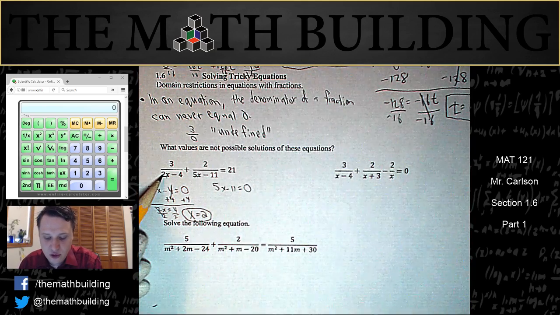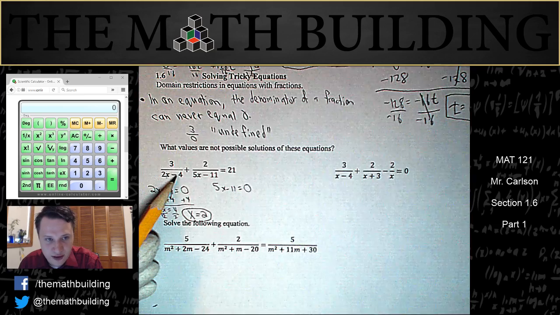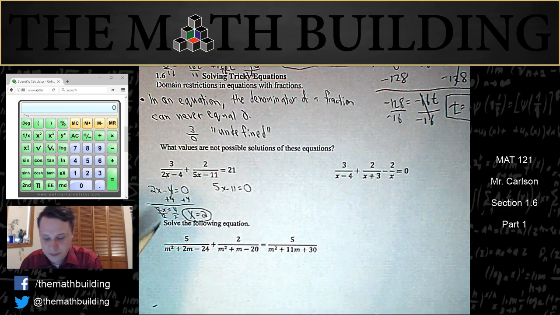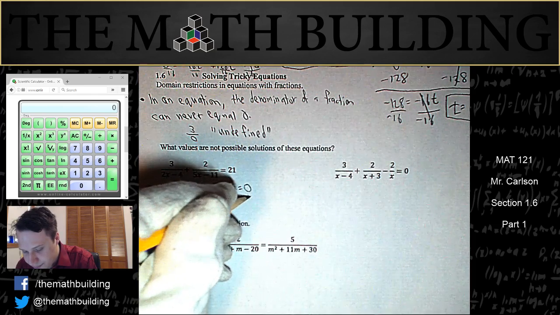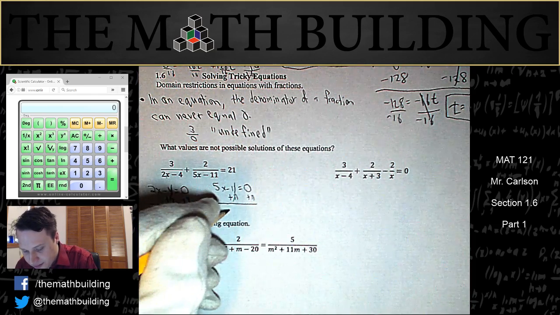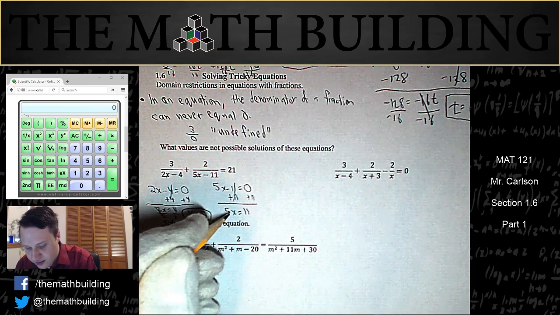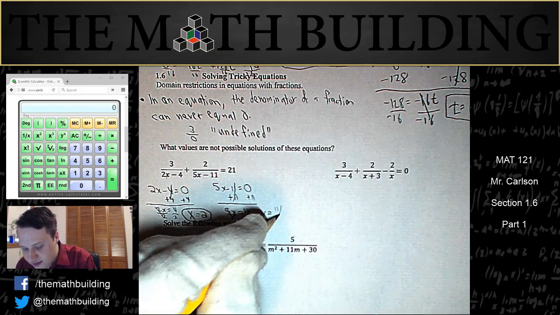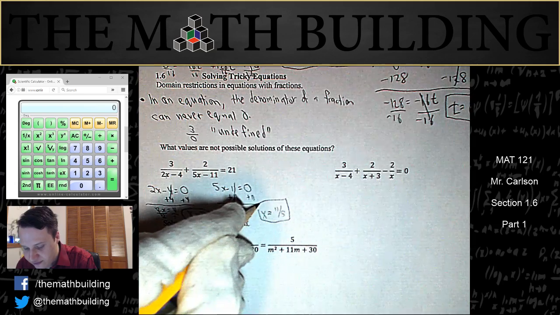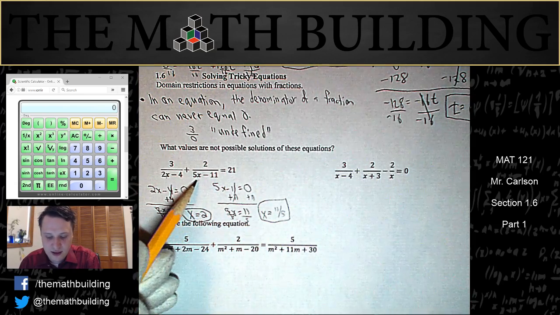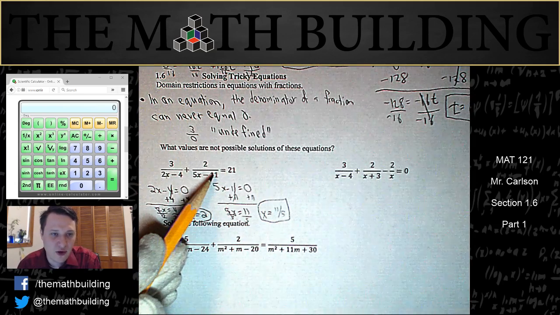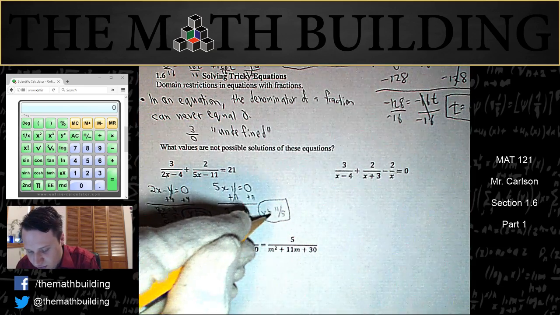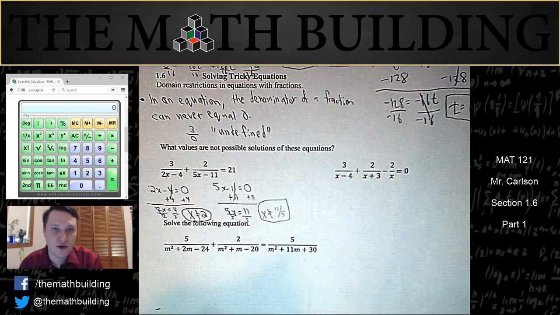Because if x equals 2, we get 2 times 2 is 4, and 4 minus 4 is 0. That would make this fraction, as you can see, undefined. Solving this one, 5x equals 11, divide by 5. x cannot equal 11 over 5, because if it did, then this denominator would be 0, and that would be undefined. So I'll go ahead and put slashes through these equal signs, because x cannot equal those two values.